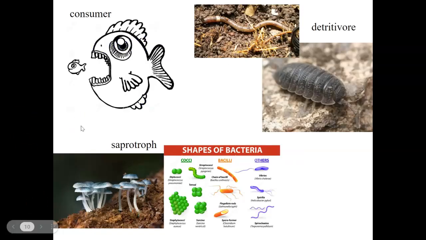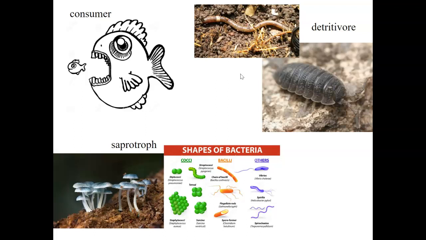Here's some pictures of organisms. Consumer. Sounds pretty straightforward. And then here's some detritivores. So I gave the example of the earthworm. Roly-poly bugs are a good example. Cockroaches. There's lots of examples. Crabs, for example. Shrimp. Those are also good examples of detritivores.